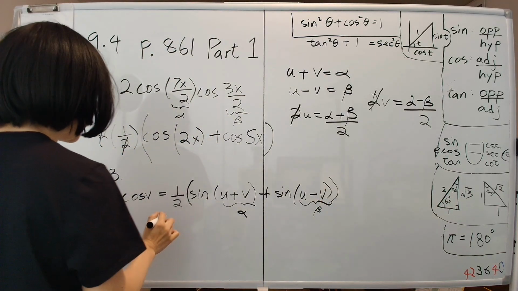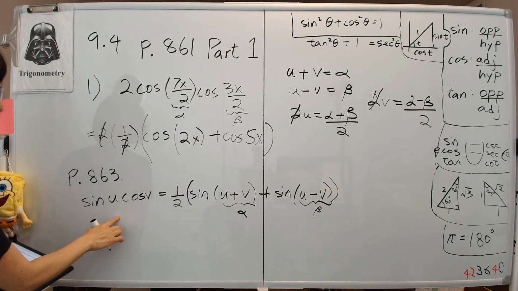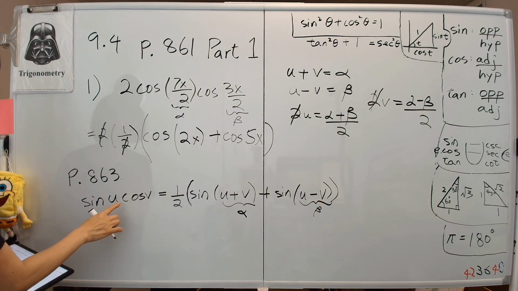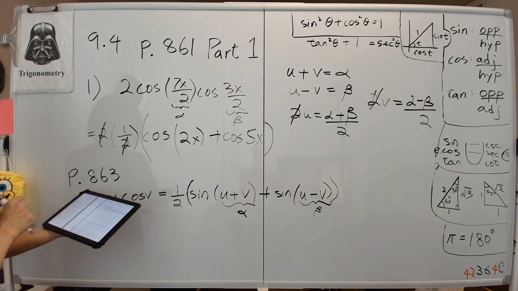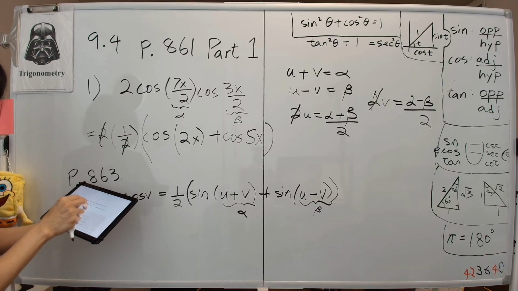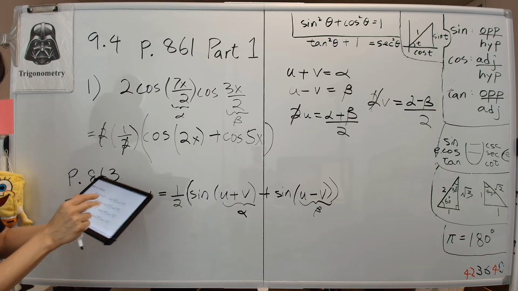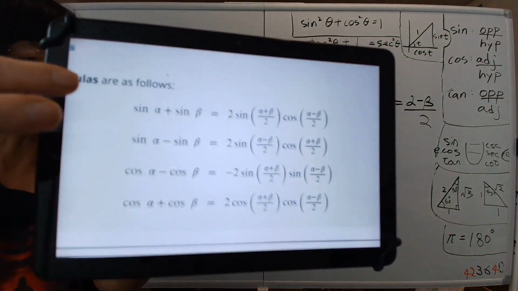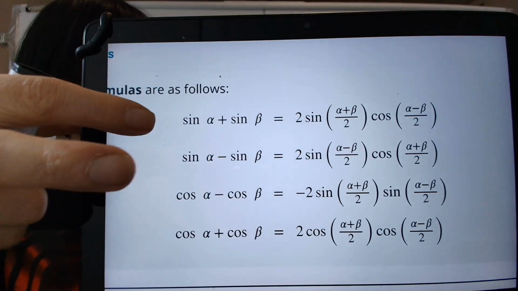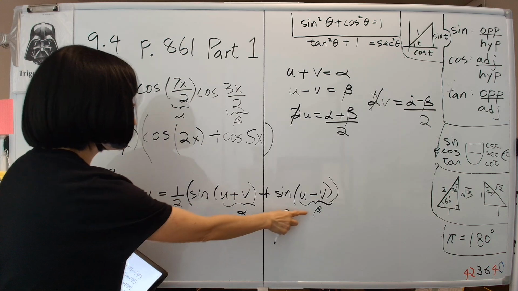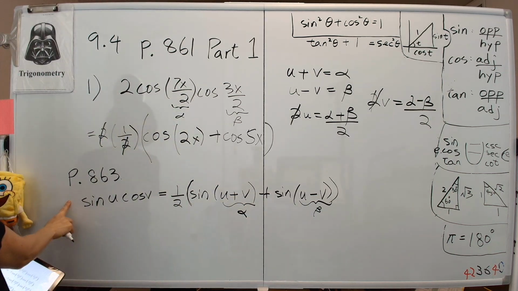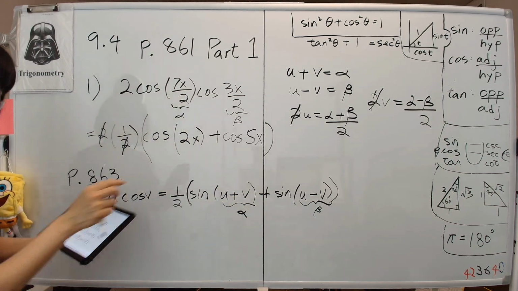So if we plug that in here, u then is alpha plus beta over 2, and v is alpha minus beta over 2, and then we get this equation right here, which is right here, okay? The very first one on this page, where sine of alpha plus beta, see, sine of alpha plus beta is equal to 2 times sine alpha cosine beta.